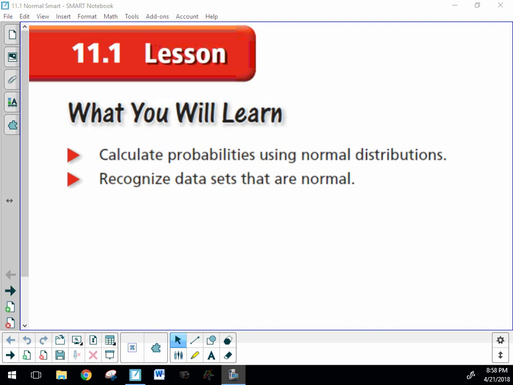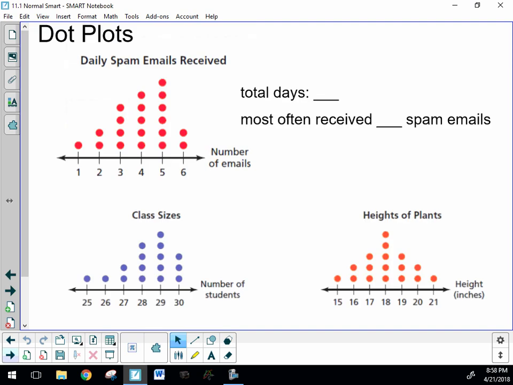All right, this is 11.1, the first lesson in our statistics unit, and this lesson is going to be about normal distributions. I need to remind you about a couple of things from earlier classes that will draw on this unit. The first thing is what a dot plot looks like and means.